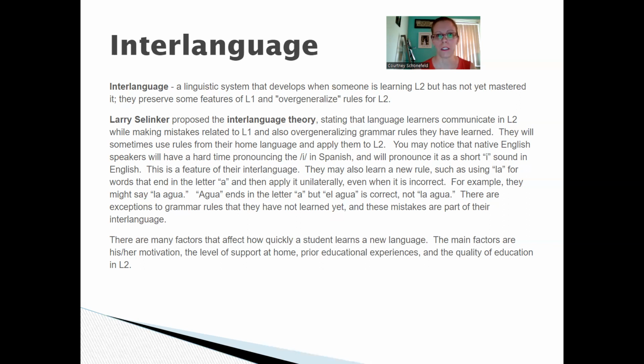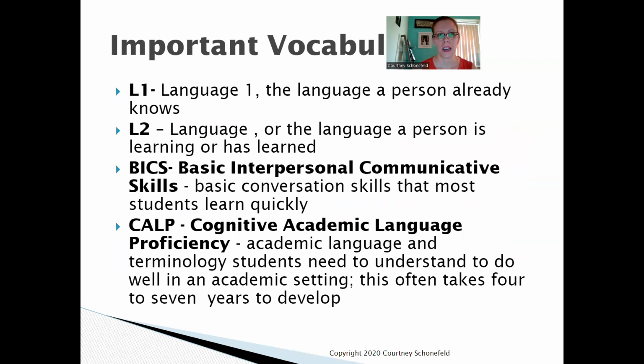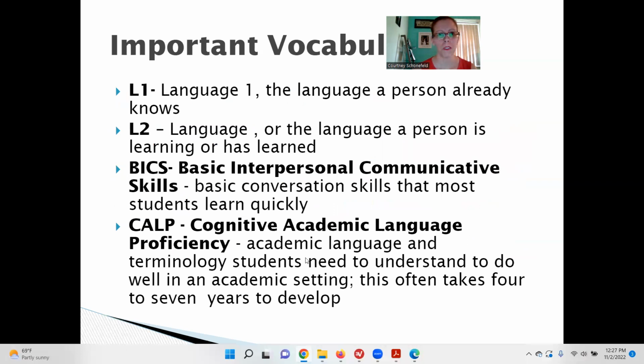So see, when they're using interlanguage, they are speaking L2, Spanish, but they're making mistakes related to L1 and they're overgeneralizing rules. L1, of course, I've been saying is language 1 and L2 is language 2. You'll probably see questions on the test about the difference between BICS and CALP. So BICS is the basic interpersonal communicative skills that is just conversational skills. And a lot of kids and people learn this in a year. But it takes 4 to 7 years to learn what's called CALP. That's the skills and language you need to be successful in an academic setting, cognitive academic language proficiency.